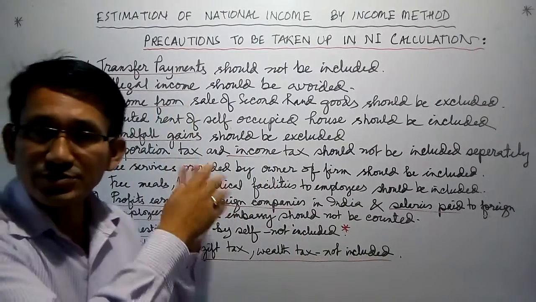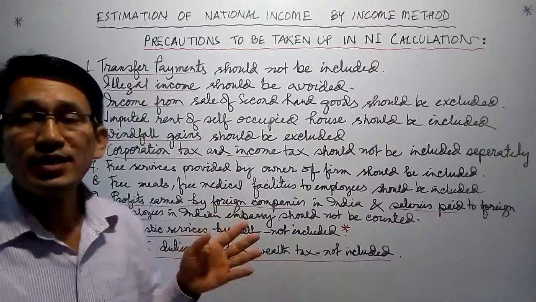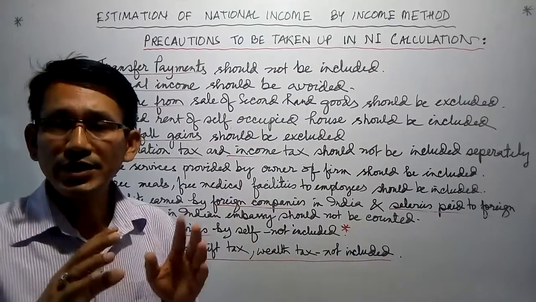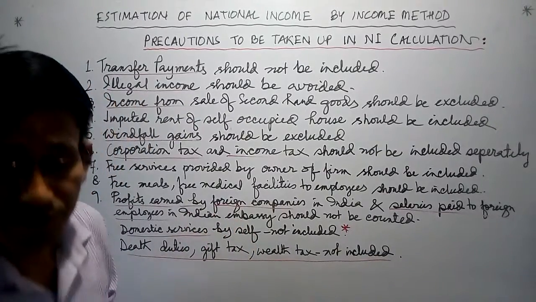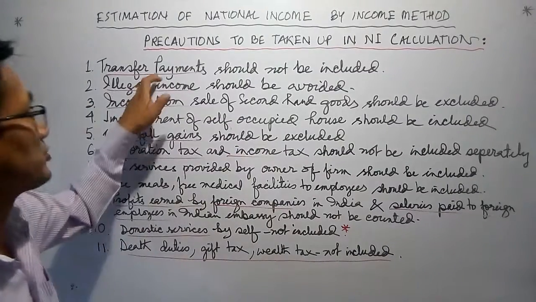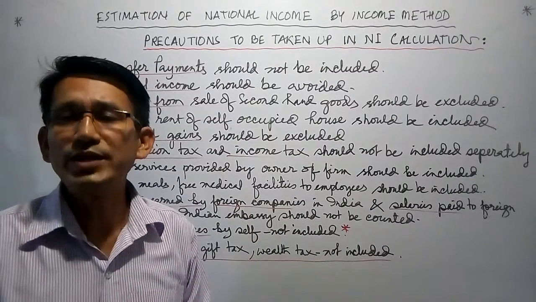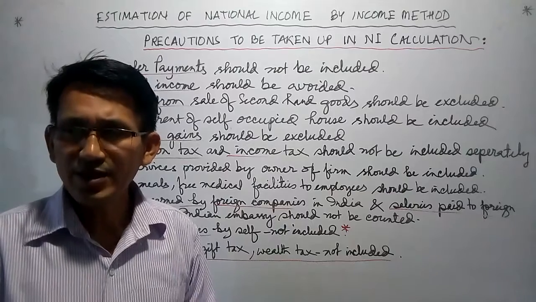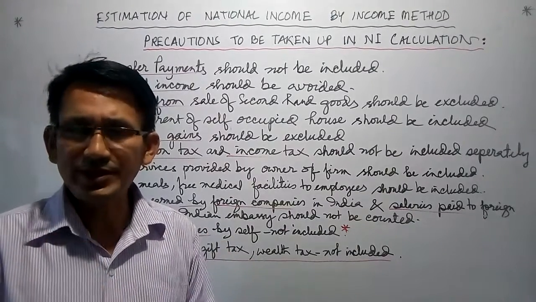The items I have just written on the board. Some items are to be excluded and some items are to be included in the calculation of national income. The very first one is the transfer payments. Transfer payments should not be included in the national income because transfers are not a productive activity.